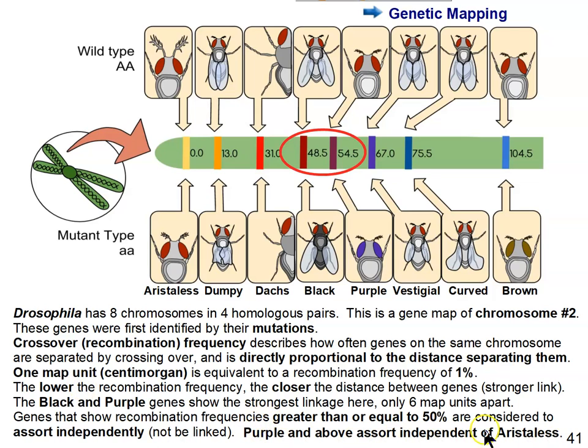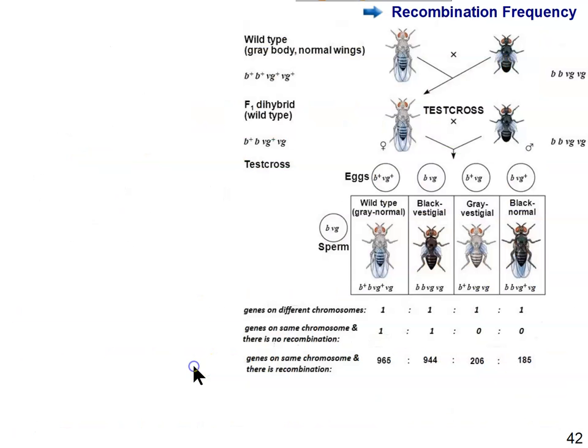So purple and above, meaning purple and the rest of these that have a higher frequency than purple, appear to assort independently from Aristillus. So how do we find these crossover frequencies or recombination frequencies? Well, it's all done experimentally, and it involves dihybrid crosses and test crosses.